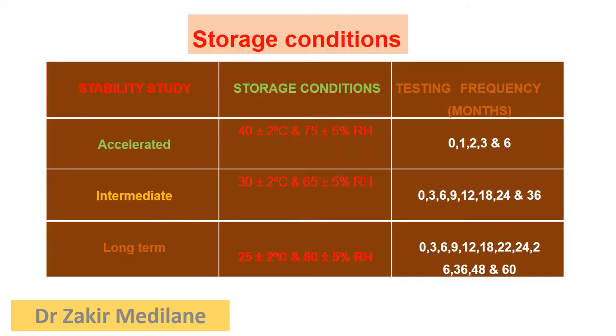Storage conditions. In stability studies, there are some parameters we are going to focus on here: storage condition and testing frequency in months. Accelerated stability studies are maintained at a temperature of 40 degrees plus or minus 2 and 75% plus or minus 5% relative humidity, RH. The testing frequency is 0 month, meaning the start, then 1 month, 2 months, 3, and up to a maximum of 6 months for the accelerated stability studies.